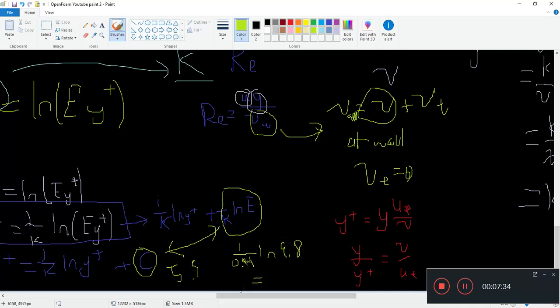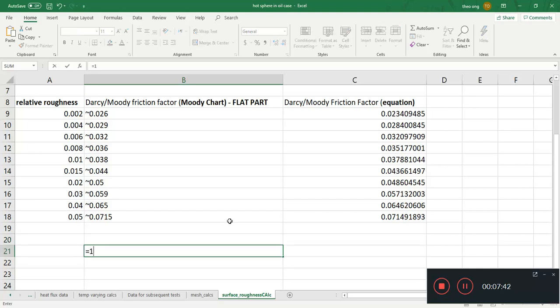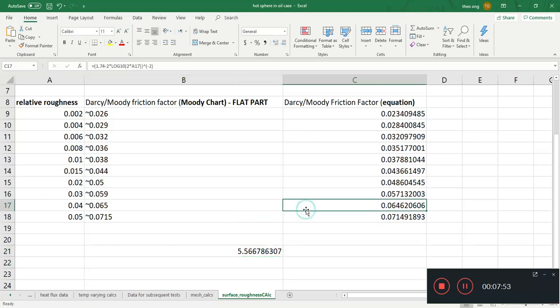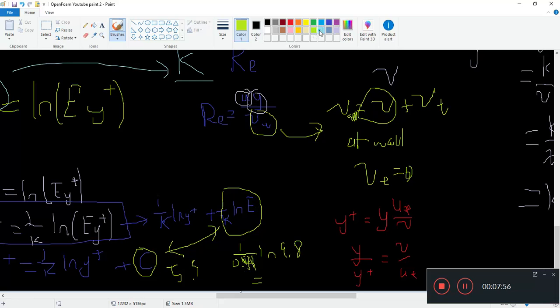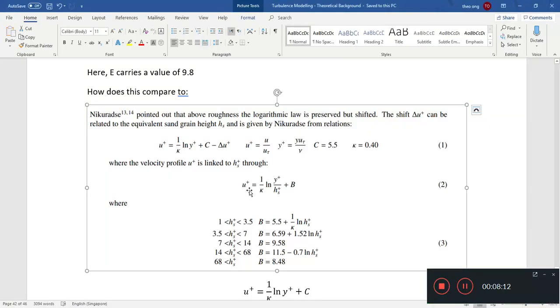So 1 over 0.41 times ln 9.8. Let's do a quick calculation. First, 1 divided by 0.41 times ln of 9.8. And take a look at that. It's 5.566. So you see, it's very, very close in terms of this constant.